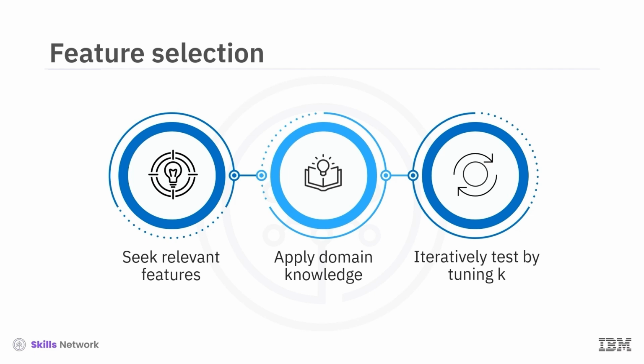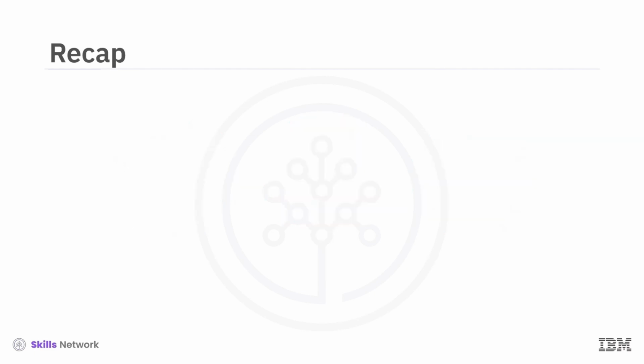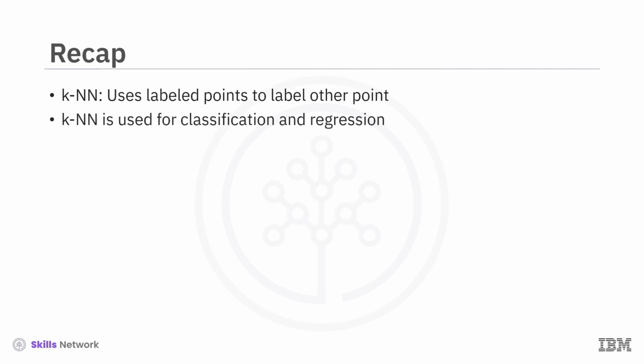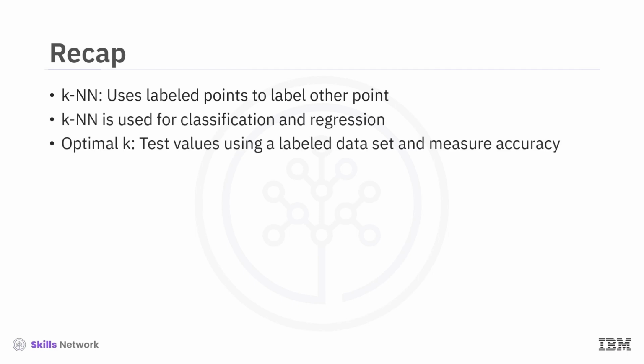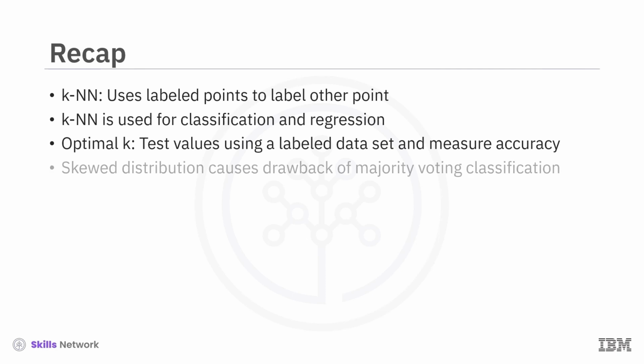In this video, you learned that KNN is a supervised machine learning algorithm that uses labeled points to learn how to label other points. KNN is used for classification and regression. To find an optimal value for k, you can test a range of values using a labeled test dataset and measure accuracy. When the class distribution is skewed, there's a disadvantage in the basic majority voting classification.